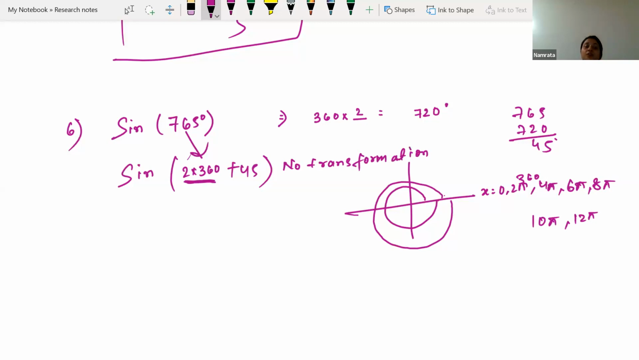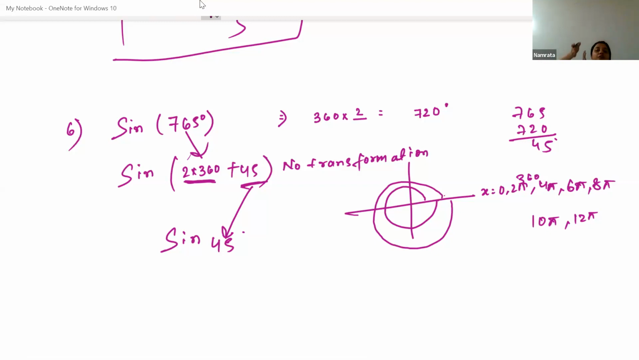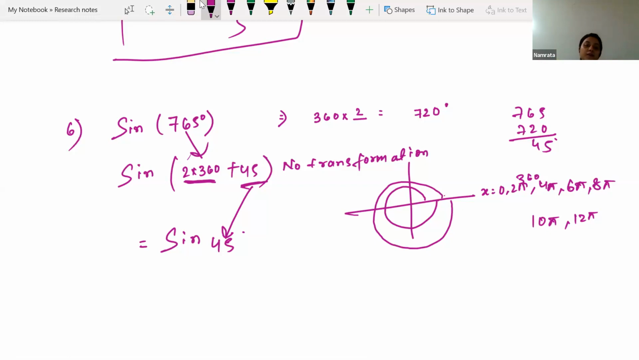No transformation means sine will remain sine only, and whatever angle is there, you copy paste as it is. Now, whether the symbol will be positive or negative. 2 into 360 plus something means you make a circle and again start from the first quadrant. In the first quadrant, all are positive, so it will remain positive. Sin 45 degrees, we already know, is 1 by root 2. So the value of 765 degrees was not known to us, but we broke it in such a way that we ended up getting 1 by root 2. Is it clear?